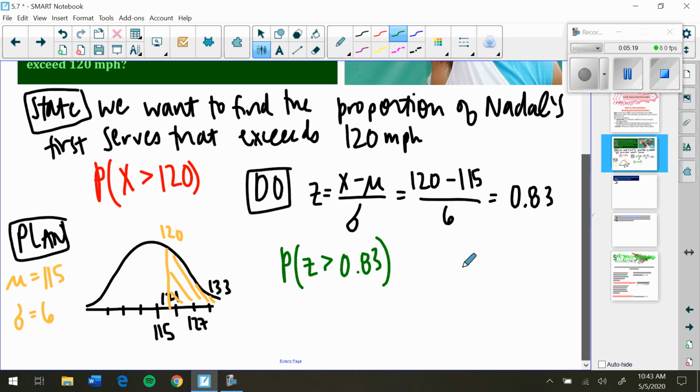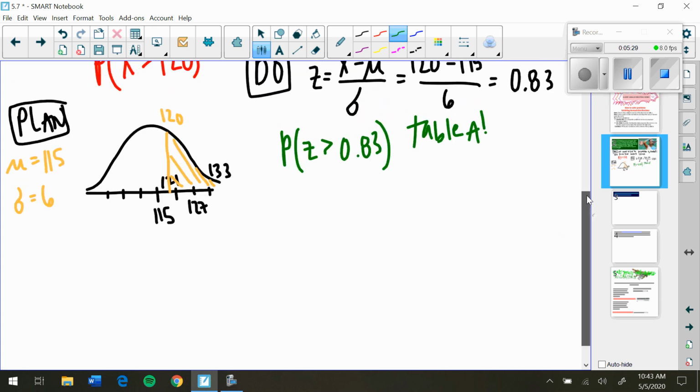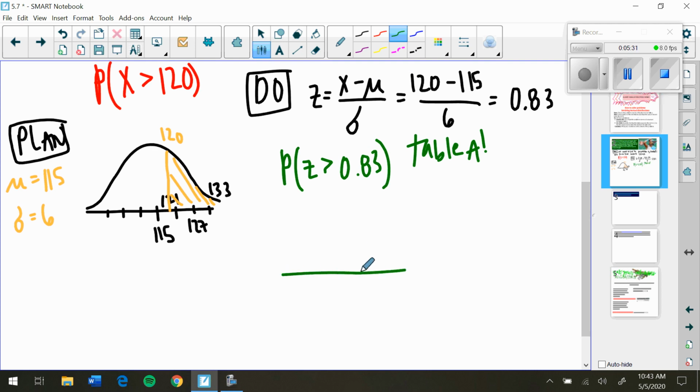Well, what do we do now? We go to table A. But the issue is that table A gives us the area to the left. So I just need to remember that when I calculate this. Here is my standard normal curve, 0, 1, 2, 3. And again, I'm looking for 0.83, which is right here. I am interested in this area.